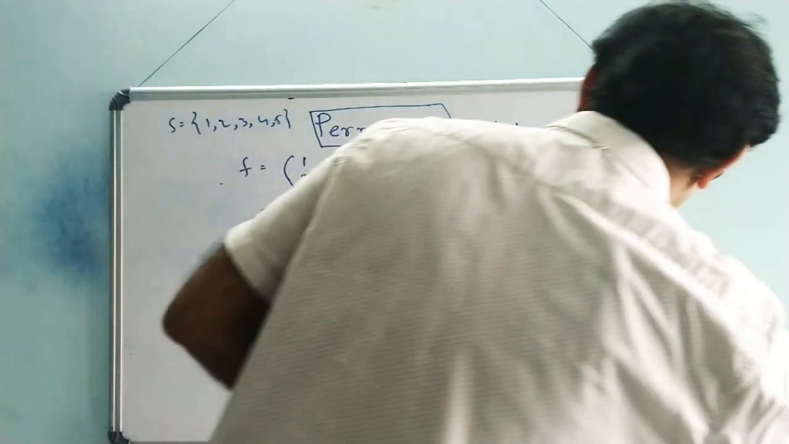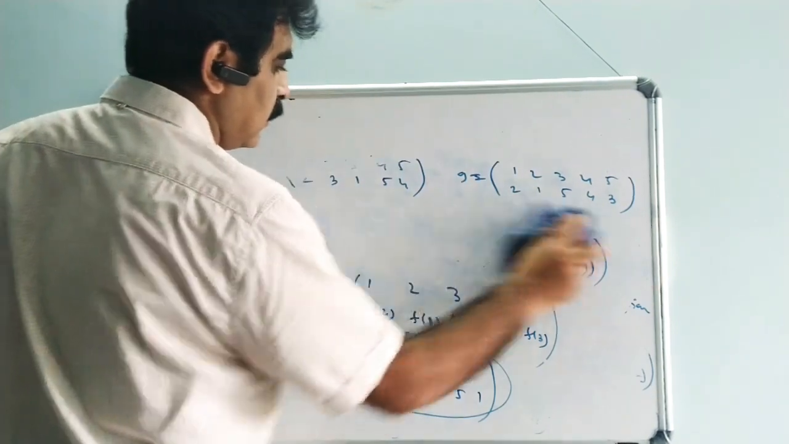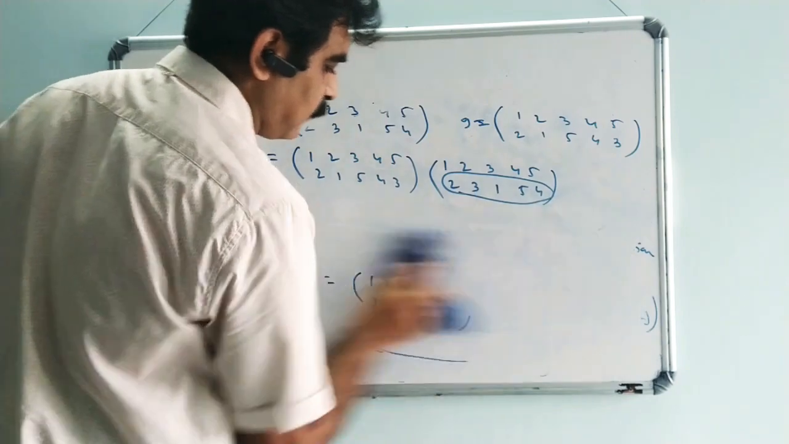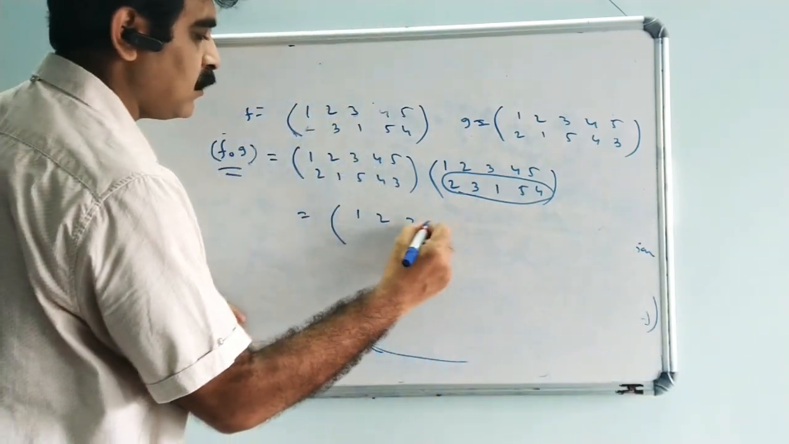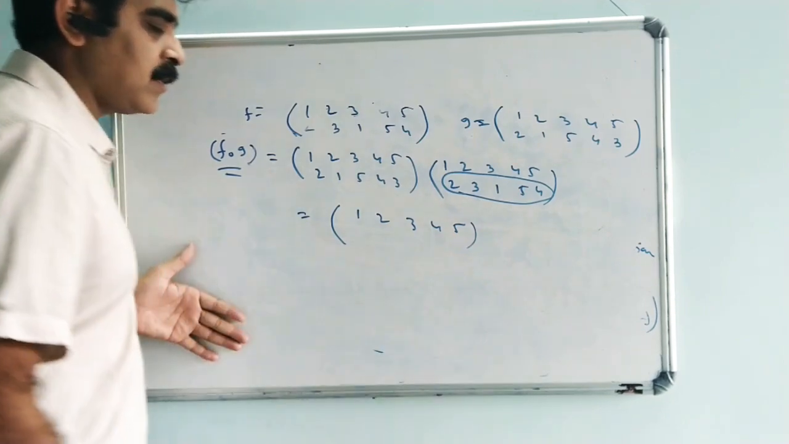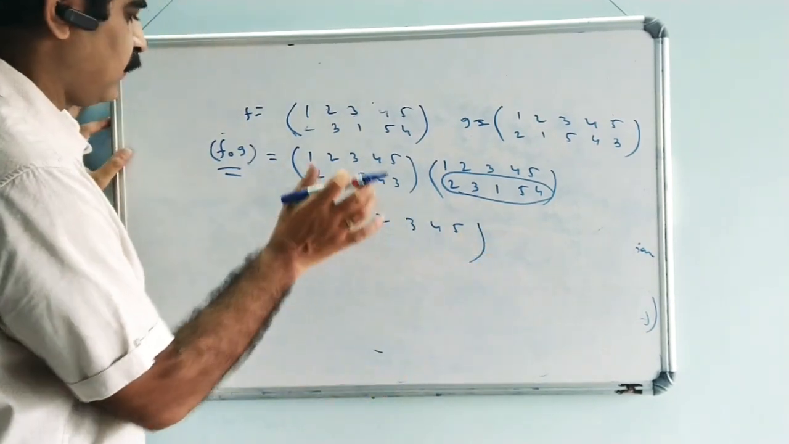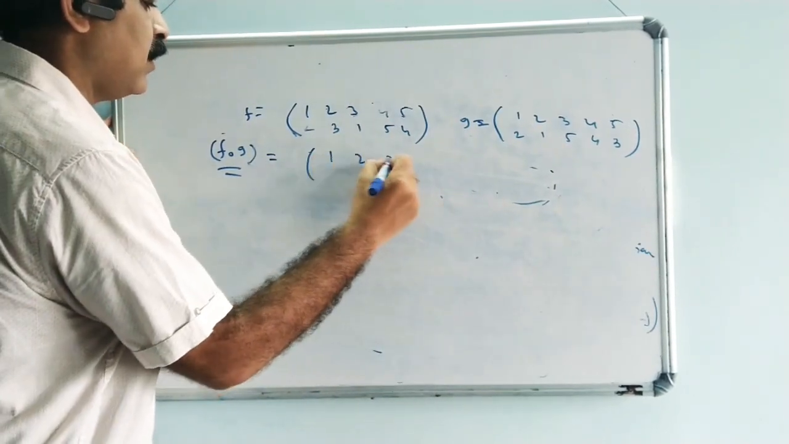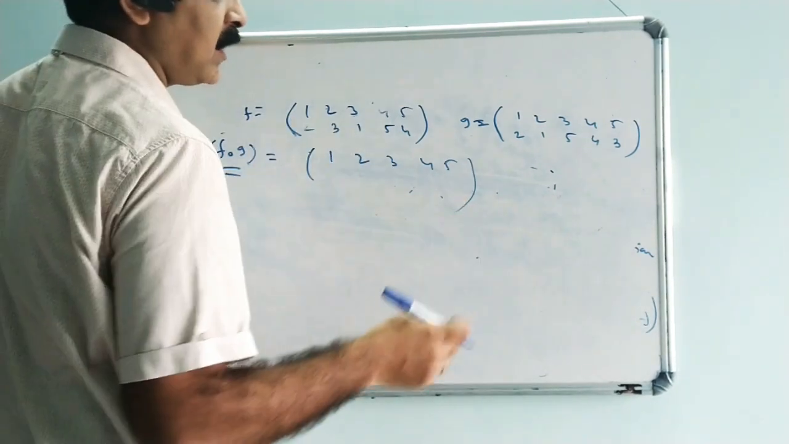Now we can find this composition in a very simple way. We can find this permutation in this way also. Just write 1, 2, 3, 4, 5, and below it in a line again 1, 2, 3, 4, 5.